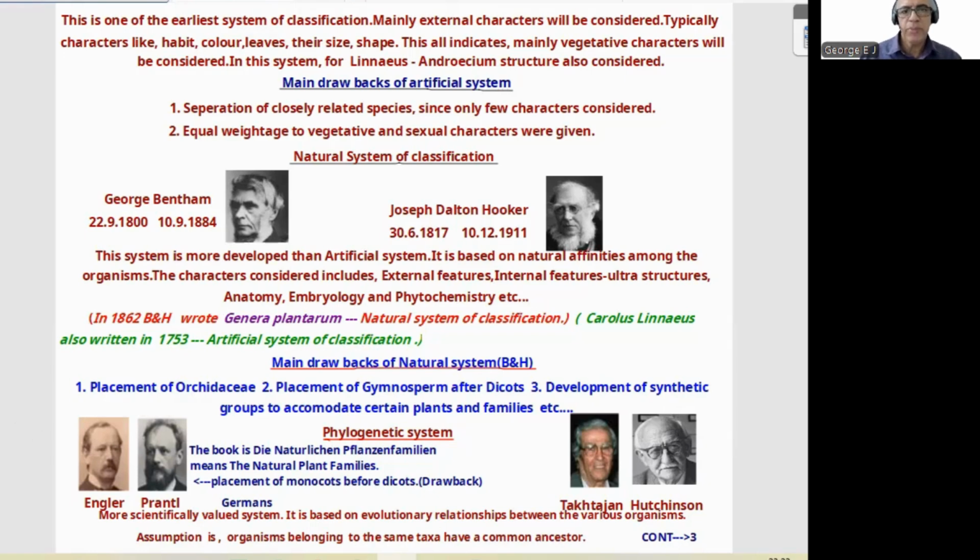But the phylogenetic system is supposed to be a more scientifically valued system. It is based on evolutionary relation between various organisms. Assumption is the base of this classification: organisms belonging to the same taxa have a common ancestor. Based on it, the system developed. I think the idea is clear to all of you. Now we can proceed to the next one.